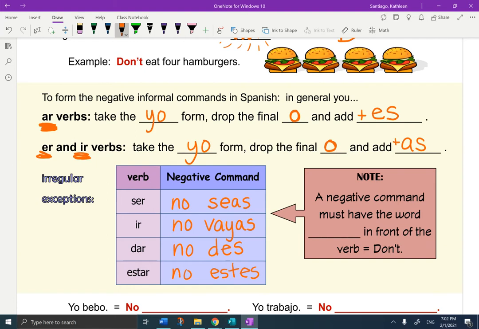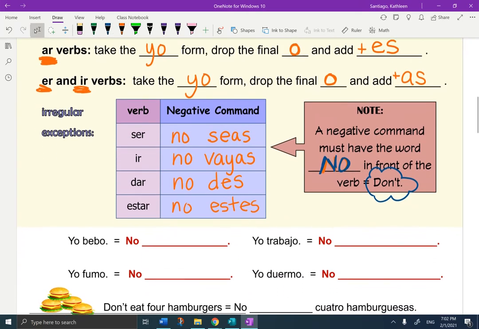Okay, note, negative commands must have the word no in the front. Now I have to switch colors. No in the front to give off that idea of don't. Okay, that's what the no does. It says don't. Okay, not as many irregulars for this one.